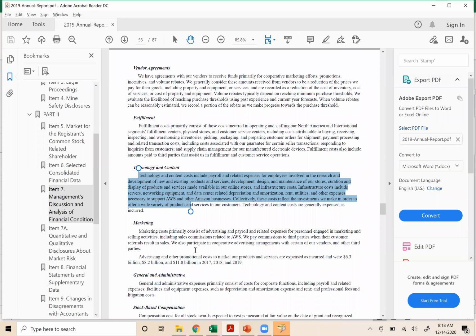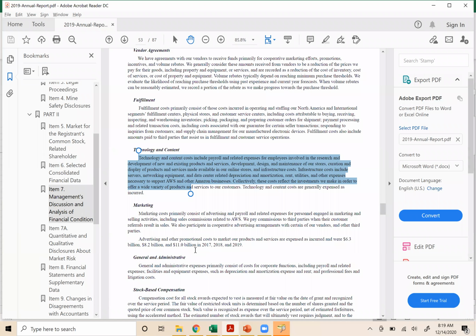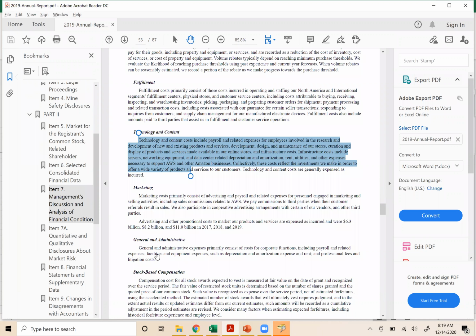Marketing and advertising generally does not consist of depreciation. Depreciation is the wearing of assets, fixed assets, intangible assets, usually not marketing and advertising. General and administrative could have some depreciation. Well, actually they do. So, okay, great. So here's one thing. General and administrative usually does consist of some depreciation.